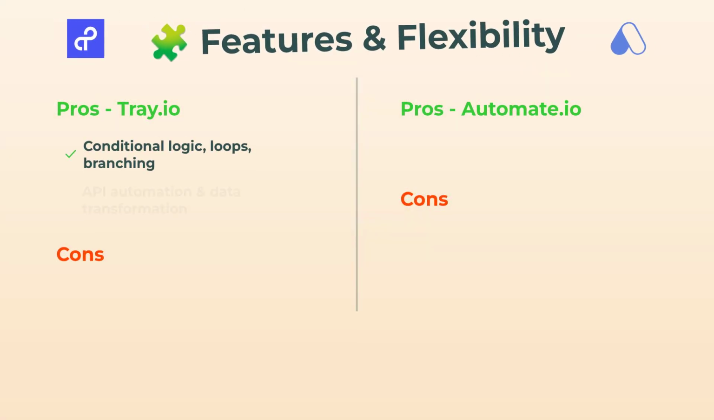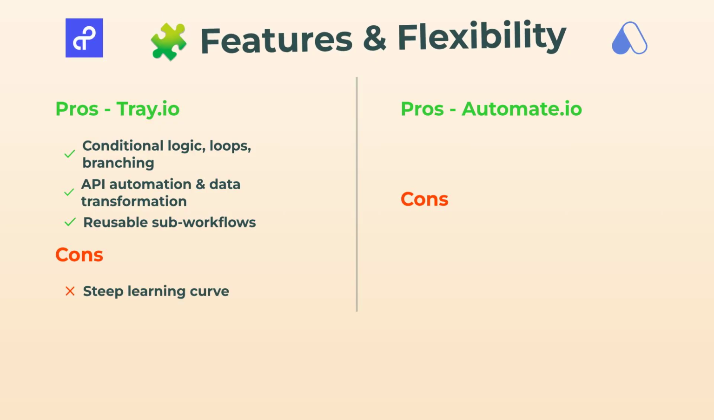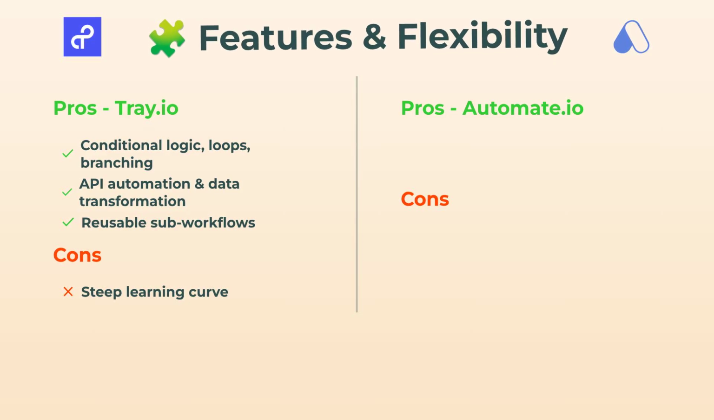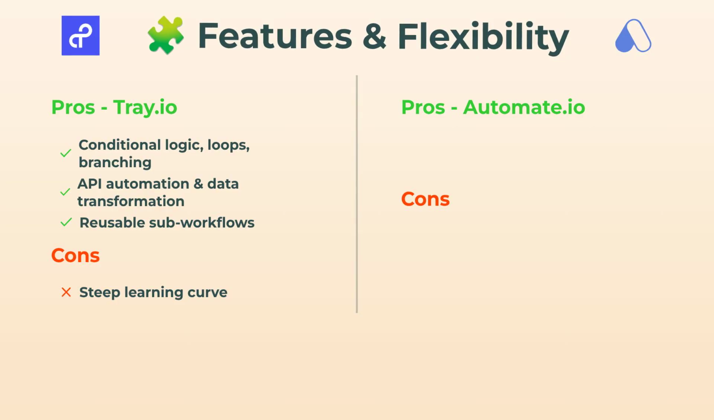Features and flexibility time. Tray.io? Oof, it's got logic, loops, branching, API-level automation. Basically, it's like workflow automation for people who want to build a spaceship. But I gotta warn you, it takes time to master.